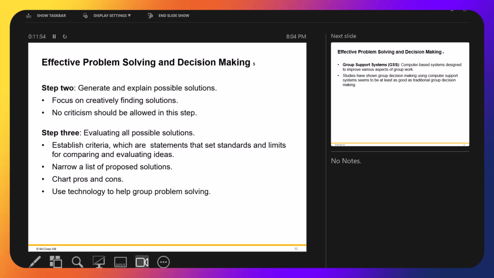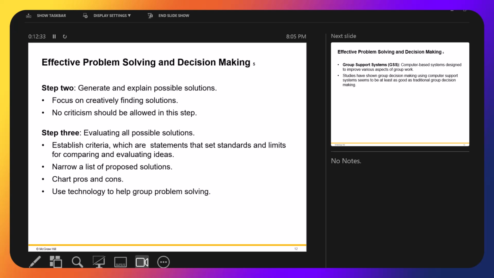Step 2, generate and explain possible solutions. Focus on creativity, finding solutions. No criticism should be allowed in this step. So generate and explain the possible solutions, and when you do that, focus on the ones that might be the most creative, or the ones best suited for what you're doing. You can't have criticism, because a lot of times when you get into criticism, it gets personal. It's not really about what was said. Sometimes it can be about who said it.